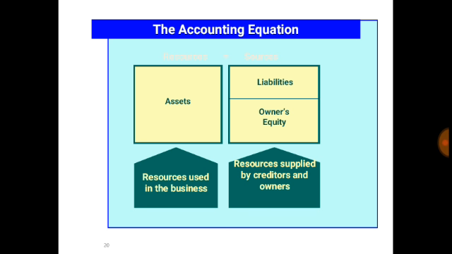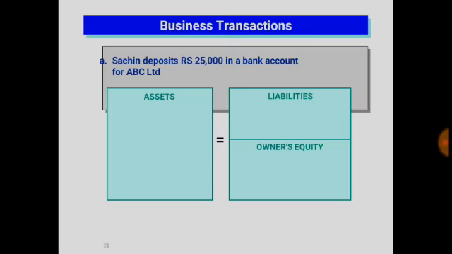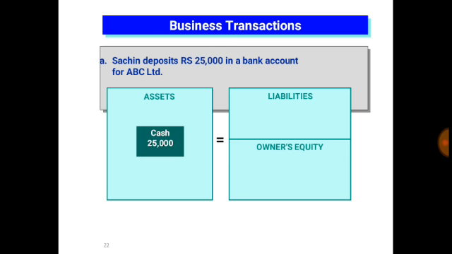If Sachin, as a proprietor, deposits ₹25,000 in a bank account for ABC Limited, what is the effect on the accounting equation? First, he will deposit ₹25,000 cash. Cash is an asset. It will increase by ₹25,000. And as Sachin is the proprietor, owner, therefore owner's equity will also increase by 25,000. So we can say the transaction is balanced.